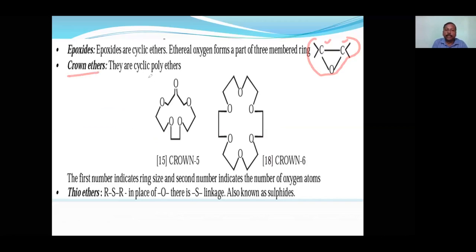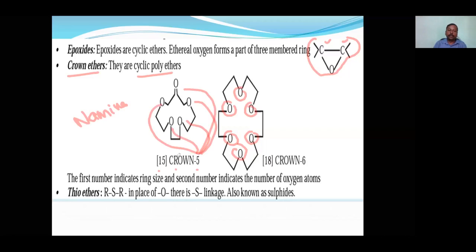And crown ethers are actually cyclic polyethers. See here, how many oxygens are there? More than one oxygen is there. That's why they are called polyethers. And special naming is used over here. This is the naming: 15 crown 5. The 5 represents the oxygen atoms, 1, 2, 3, 4 and 5. Out of this 15, 5 will be oxygen and only 10 will be carbon: 1, 2, 3, 4, 5, 6, 7, 8, 9, 10.